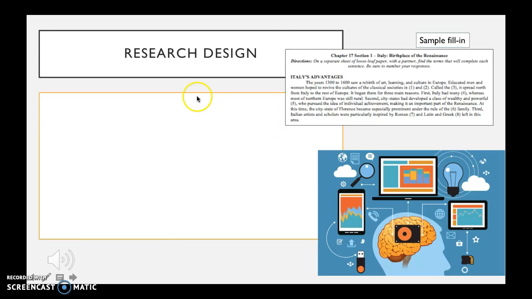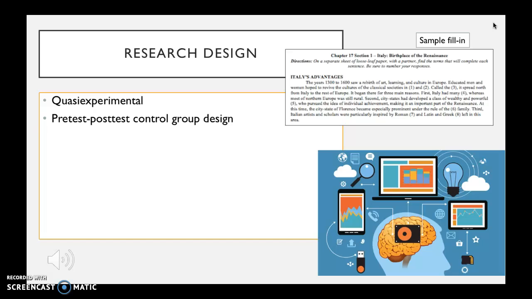My research design is quasi-experimental, meaning it has the same design as an experiment, but without the random sampling. It's also a pretest post-test control group design, in which the pretest was a paragraph fill-in and exit ticket, where all students were restricted from social media access.